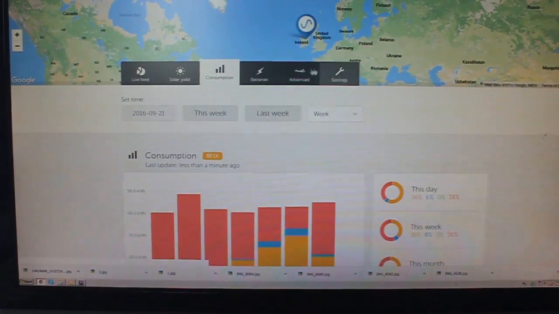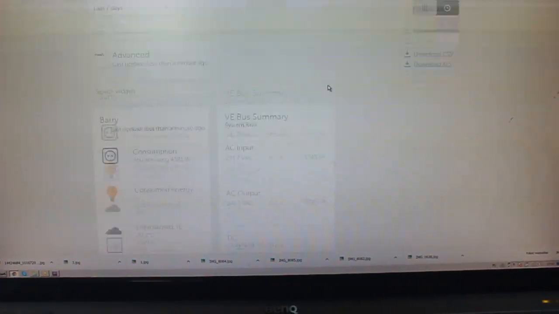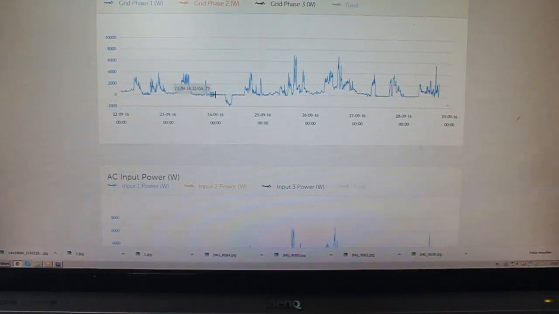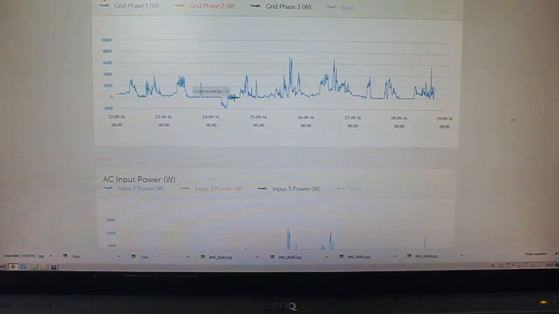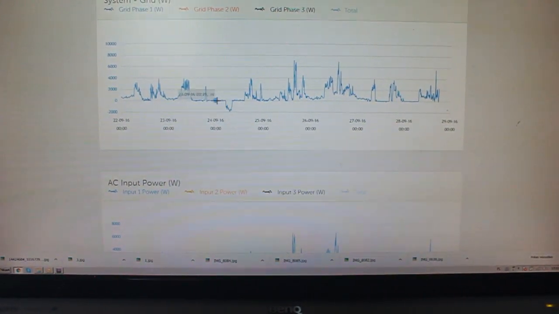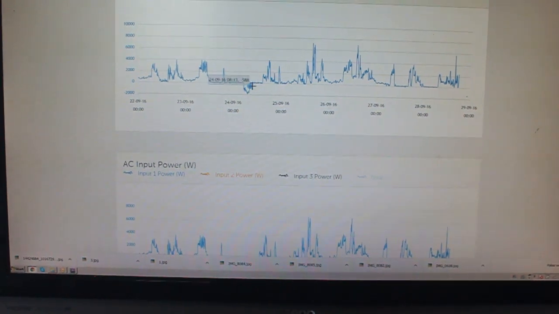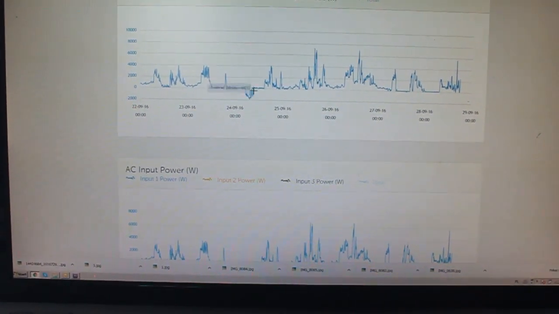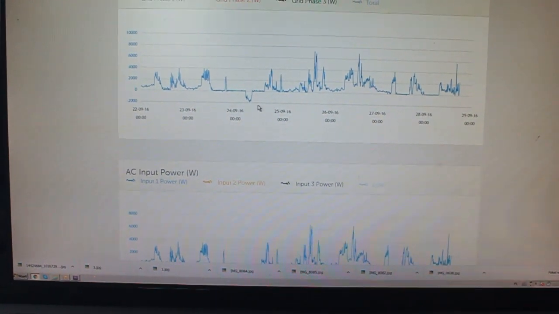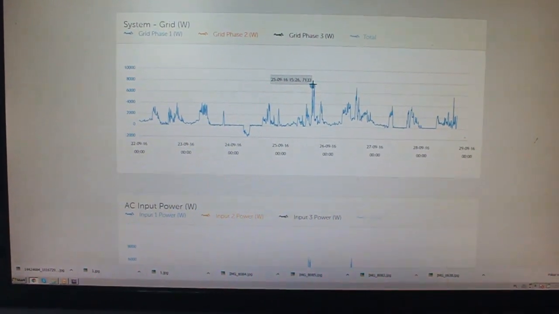So, I'm going to finish this movie, but I'm going to show you the advanced tab, what we have for the last 24 hours. Let's look at the last 7 days. And this is the grid, and the flat moments here are the moments when this system was able to be independent. When the graph is below, those were the moments when the batteries were charged. As you can see, not much during the last 7 days, and the consumption goes up to 7 kilowatts.